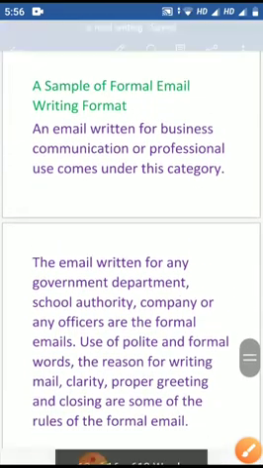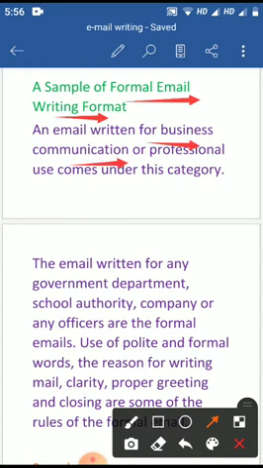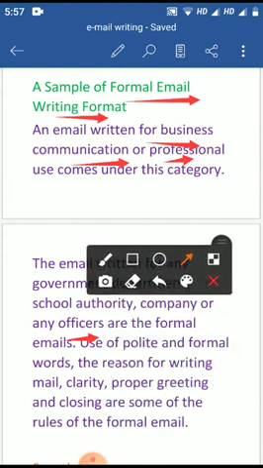Let us have a look at the third type. Sample of formal email writing. Formal means business, communication or professional emails come under this category. The email written for any government department, school, authority, company, or any officers are the formal emails. Use of polite, formal words, the reason for writing the mail, clarity, and proper greeting and closing are some of the rules of the formal email.